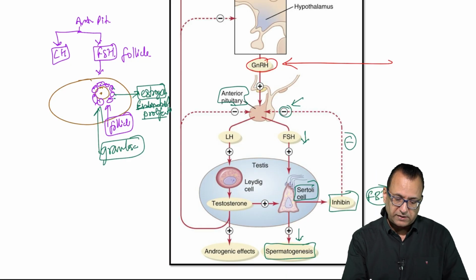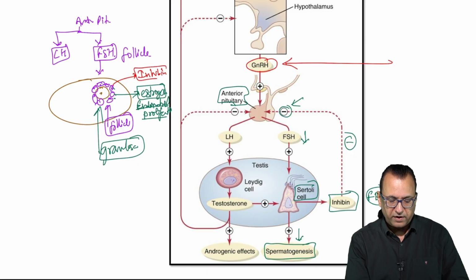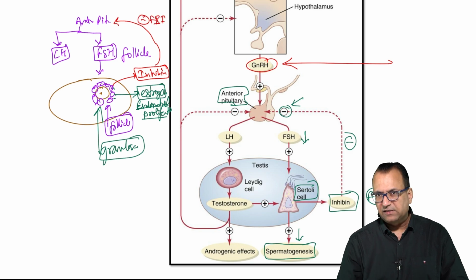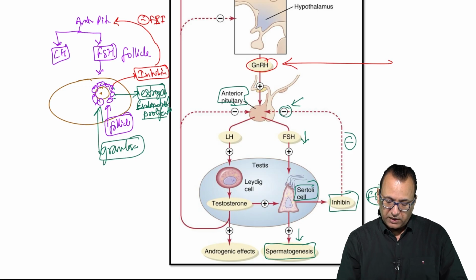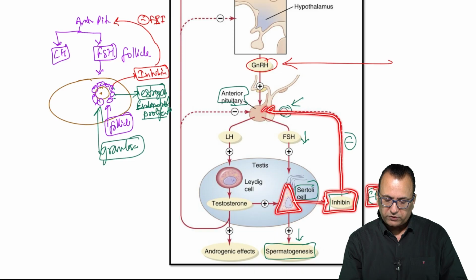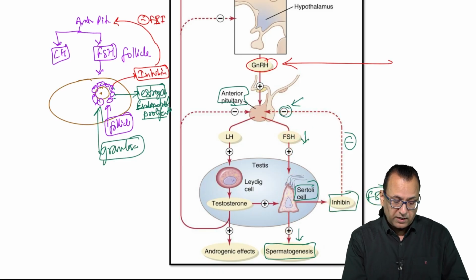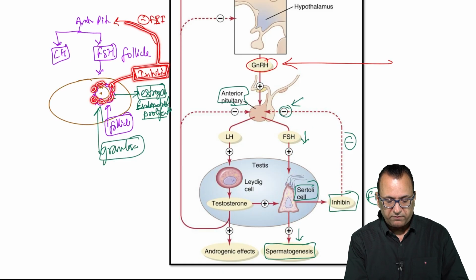But then these granulosa cells are secreting inhibin also, because if you have too much estrogen, you want to inhibit it, and it will go back to the anterior pituitary, and it is feedback inhibition. Similarly, as you have already seen, Sertoli cells give inhibin, which is feedback inhibition on the anterior pituitary, so that you reduce the FSH, and hence you will reduce the formation of sperms. The same way, the granulosa cells in the female secrete inhibin, which will be feedback inhibition on the anterior pituitary.